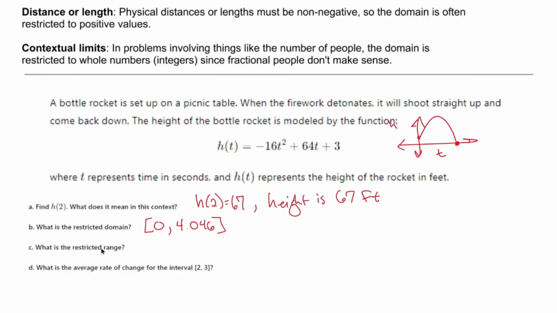Then the question was, what is the restricted range? Well, we are allowed to have 0 where it hits the ground, so 0. And then it peaks out right here at what was 67.